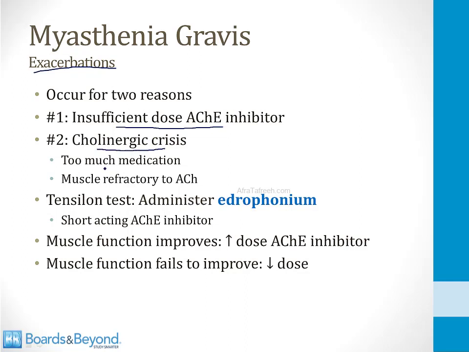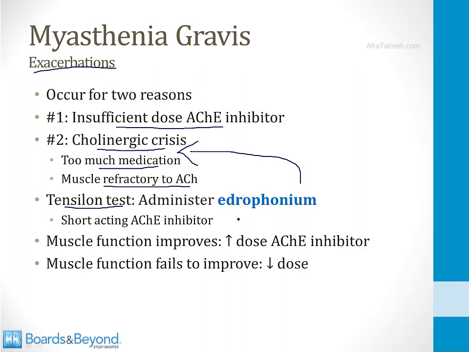This means they are taking too much acetylcholinesterase inhibitor, too much medication, and there's so much acetylcholine in the synaptic cleft that the muscle has become refractory to acetylcholine. This is a phenomenon called cholinergic crisis. The way you can differentiate between these two causes is by doing something called the Tensilon test.